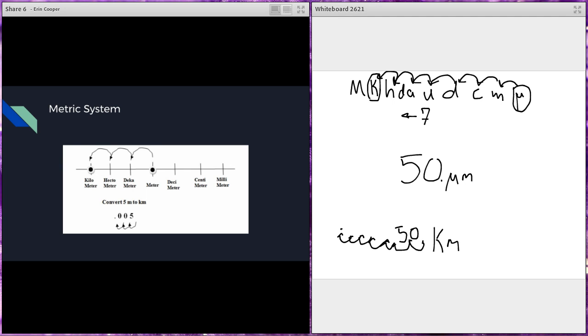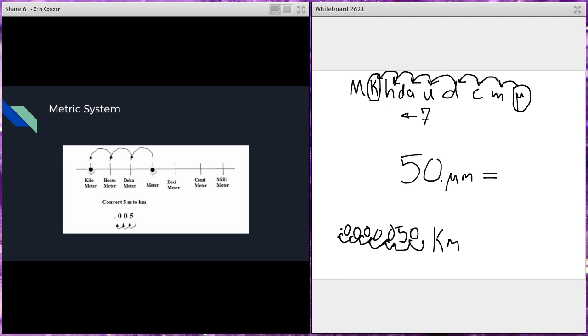And all of these empty bowls that I made, I'm going to fill in with zeros. Anytime you have an empty bowl, you're going to fill it in with zeros. And there we have it. So my answer, 50 micrometers, is equal to, it's the same value as 0.000050 kilometers.